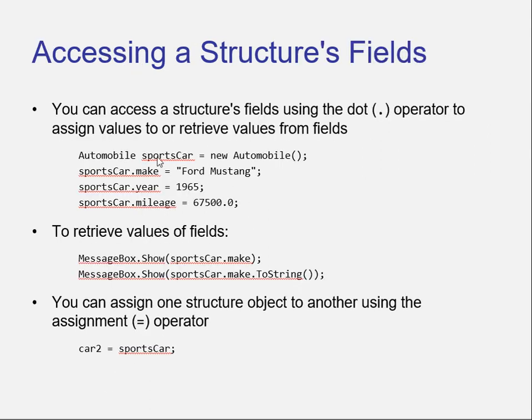Once we've created an instance of an object here called sportsCar, and we're using the structure Automobile, we know that there's a field in there called make. So we can assign, let's say, the name of the make to that particular field. And we could do the year, and we could do the mileage. So this allows us to encapsulate a lot of information into one variable by creating a structure. And we can retrieve the values by simply putting the information. For example here, this would just output what the car is, a Ford Mustang, for example.